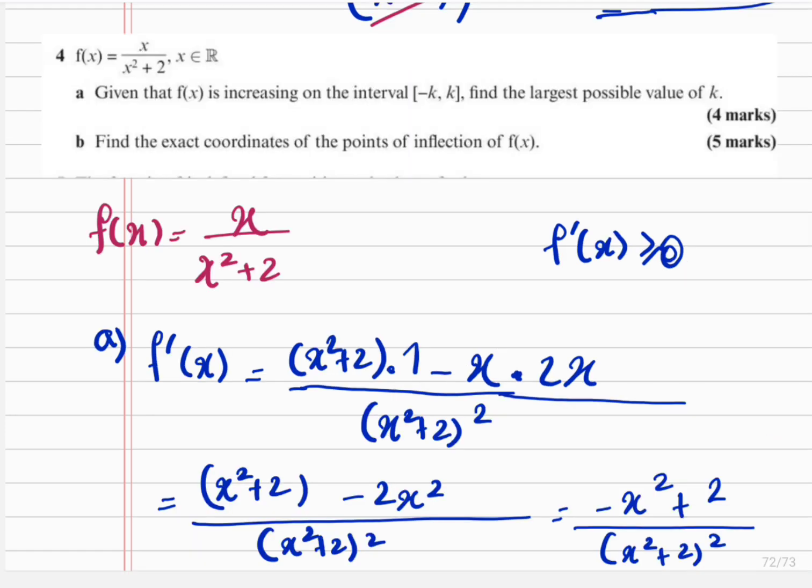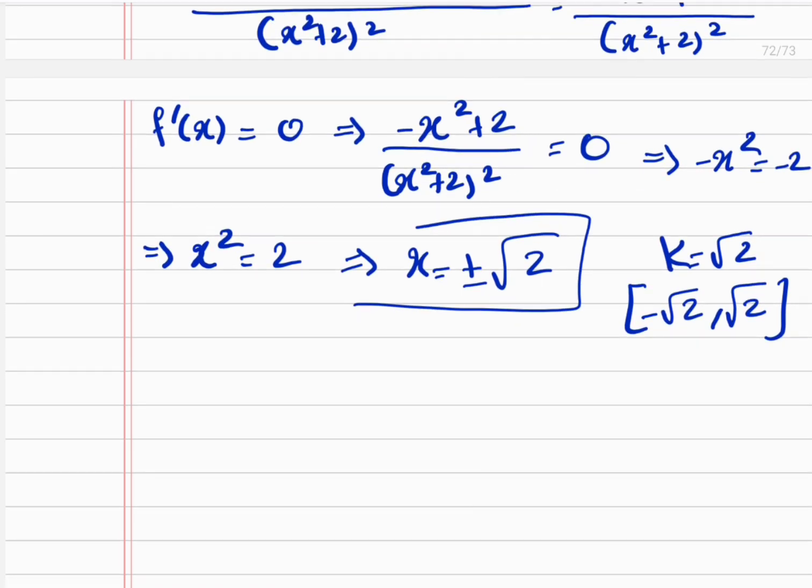Okay, for part B, we need to find the exact coordinates of the points of inflection of f of x. So in order to find the points of inflection of a function, we first need to find the second derivative, and then we can test whether the solutions to the equation of second derivative equal to 0 are going to be the points of inflection. So in this case, we need to find the second derivative.